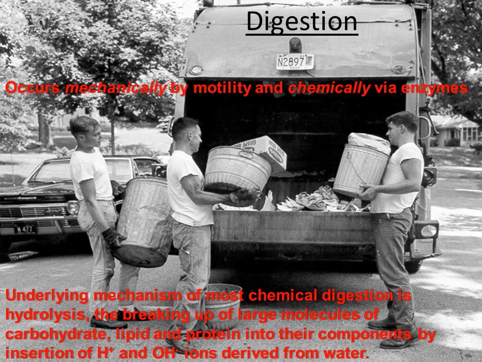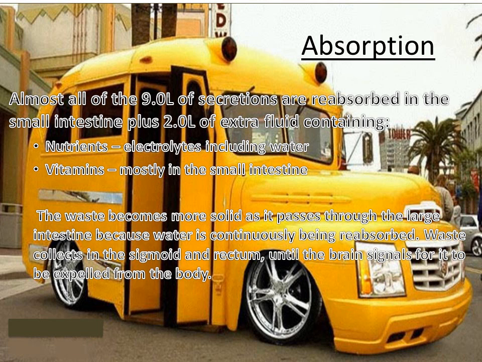The waste becomes more and more solid as it passes through the large intestine because water is continuously being reabsorbed from the waste. Waste collects in the rectum, or the end of the large intestine, until the brain signals for it to be expelled from the body. Finally, we come to absorption. All that has been done so far with motility, secretion, and digestion is so that the body can absorb what it needs from the food that we have taken in so that it can continue its important work.